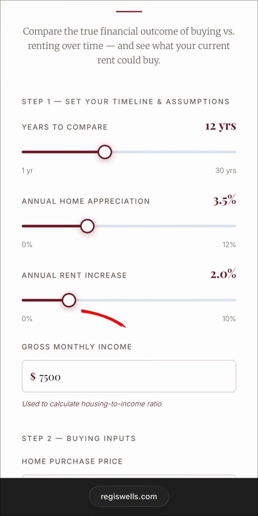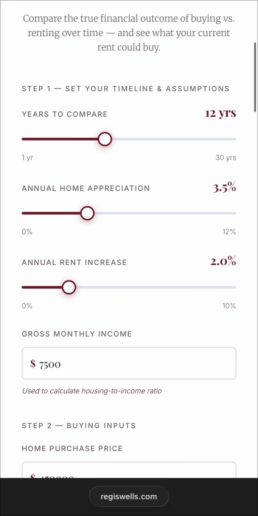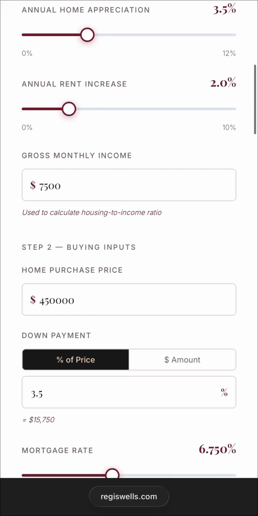The last field in step 1 is your gross monthly income. This is used specifically to calculate your housing to income ratio, which you'll see in the results section at the bottom. Enter your monthly income before taxes. If you have a co-borrower or a partner, combine your incomes here.